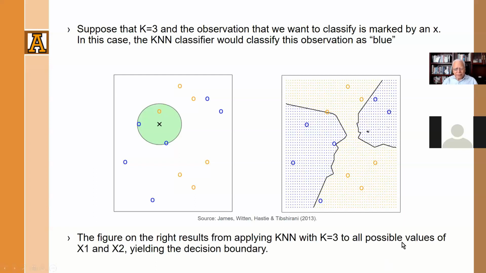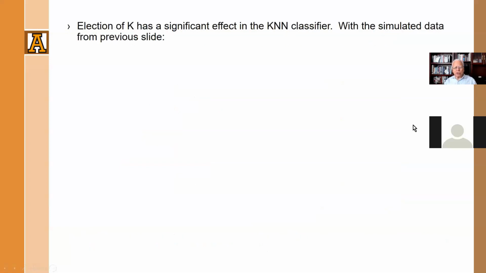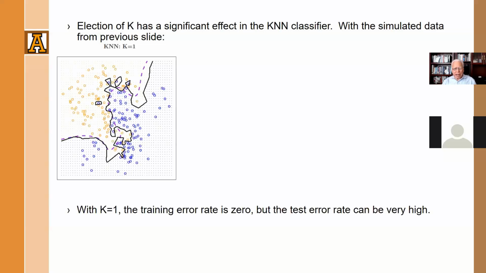Now, the figure, like this is what I told you, this is with k equals to 3, and that'll be the boundaries. Now, how do you choose k? The way you choose k has a very important effect in the classifier, okay? Here we're going to see what happens with simulated data from the previous slide. So it's the same model that simulated the blue and the yellow.